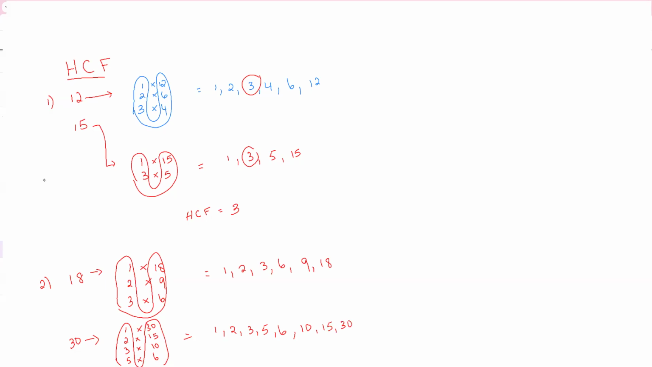And then we look for the highest in common. So the highest in common would have been 3 again. No, sorry, 6. I missed the 6. Right, so the highest in common would be 6. So the HCF of 18 and 30 would be 6. So you list out all the ways you could multiply to get that number. Then you look for the highest in common, and that's your HCF.